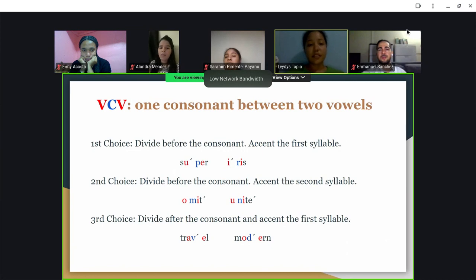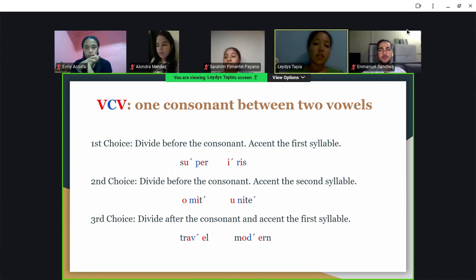Then we have the VCV, or one consonant between two vowels. Your first choice is to divide before the consonant, and the accent will be on the first syllable, as in super. You identify the pattern first, and then you are able to divide it before the consonant. Your second choice is to divide before the consonant and place the accent on the second syllable, as in omit. Vowel O, consonant M, vowel I, omit.